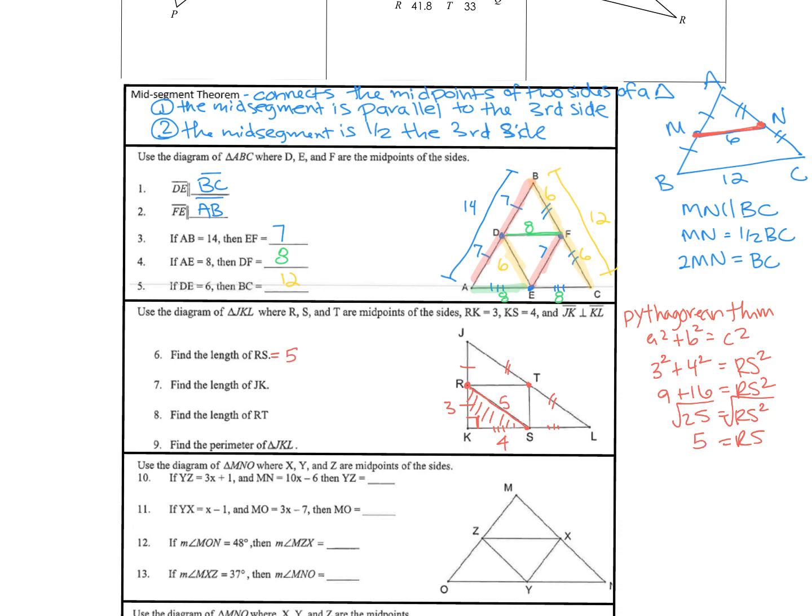So I know that's 5. So now it wants the length of JK. Well, if RK is 3, then JR is 3, and so the length of the entire thing is 6. Find the length of RT.